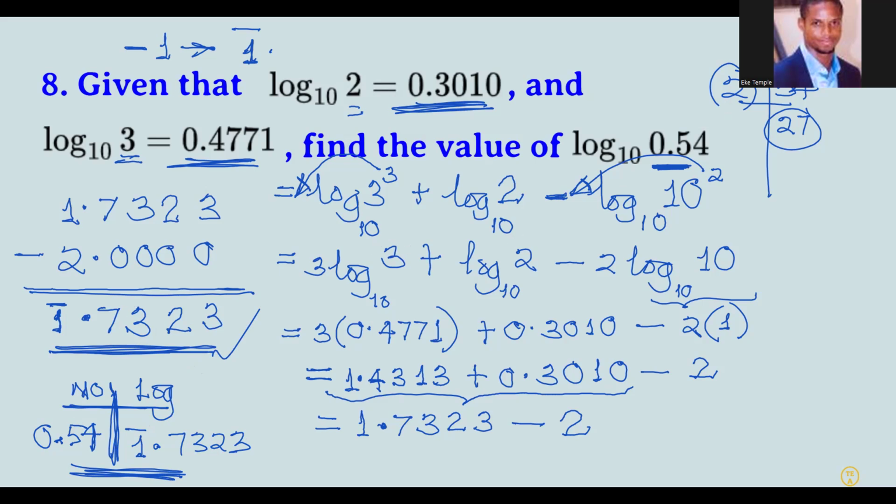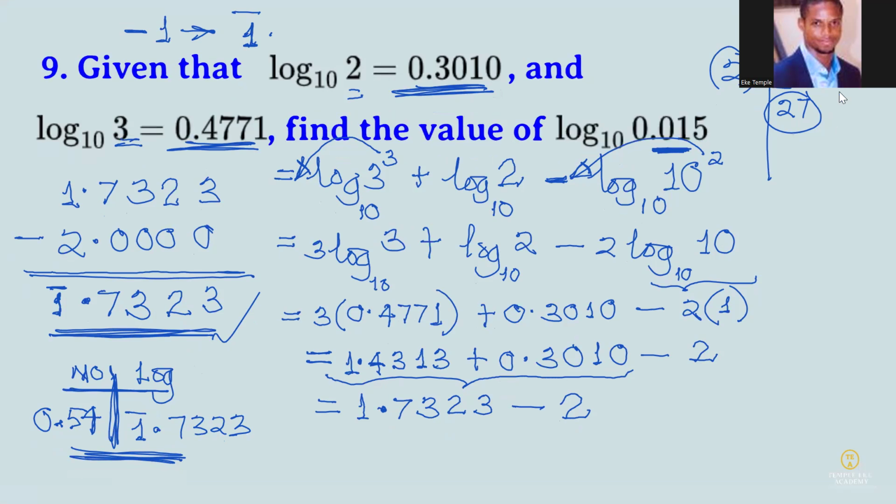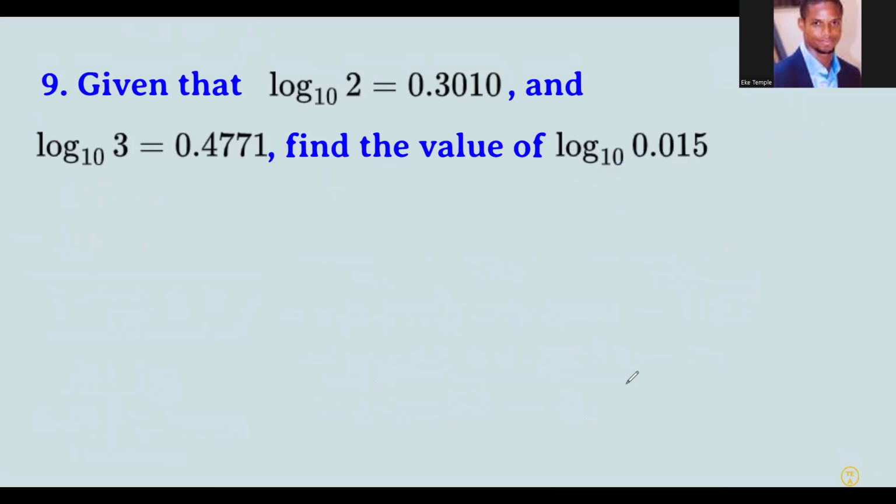We have other examples so that we can master the learning here. So let's look at the next example. Example 9. Let's take this process away so that we can go into it straight away. All right. We're given standard logarithms. Log base 10 of 2 is 0.3010. You can see that. And then log base 10 of 3 is 0.4771. Now we have to find log base 10 of 0.015.